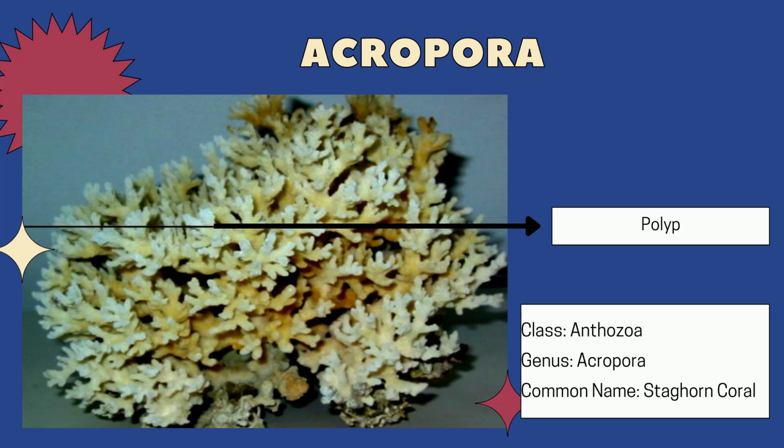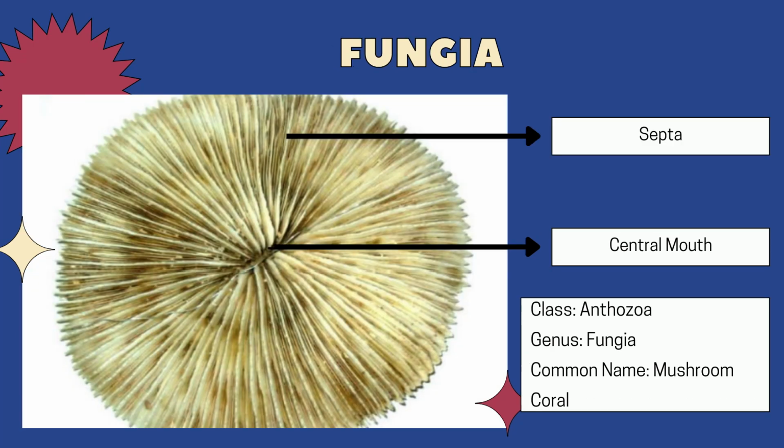Now, we have Acropora, which is under class Anthozoa and commonly known as staghorn coral. It has branching colonies composed of calcium carbonate, which are secreted by polyps and can be found in a calyx connected laterally. The next is Fungia, under class Anthozoa, commonly known as mushroom coral. They have a mushroom-shaped skeleton and are usually flat or dome-shaped. Here, we can see that a mushroom coral has septa and a central mouth.